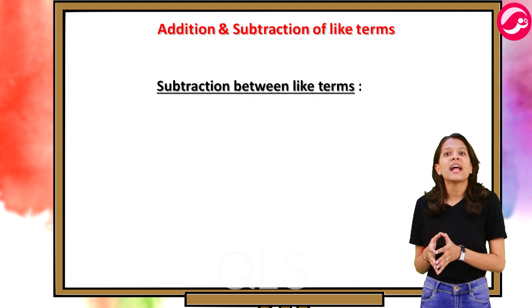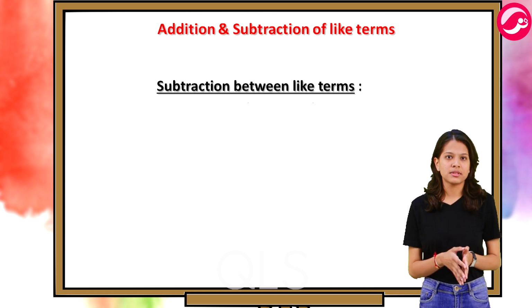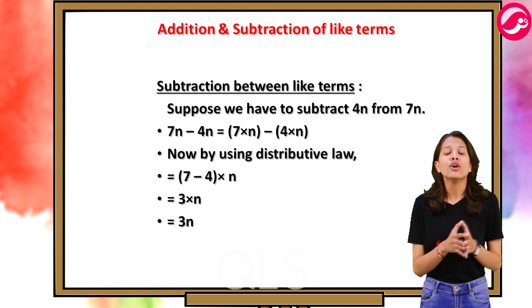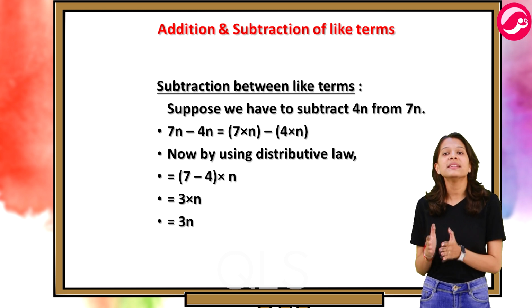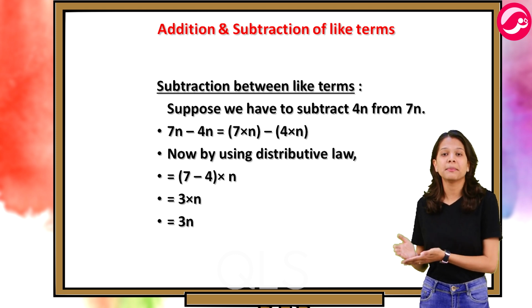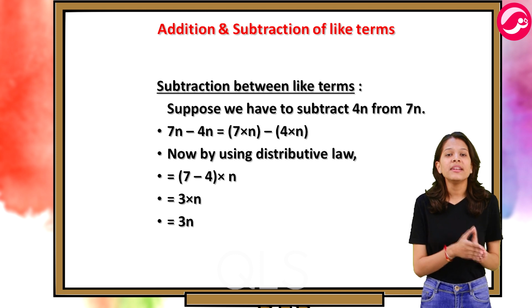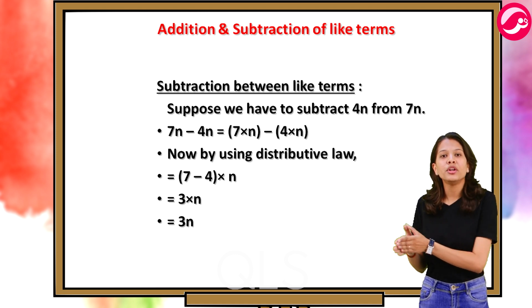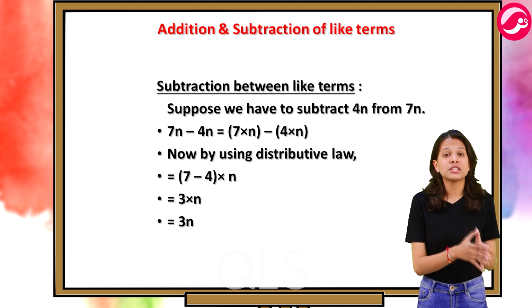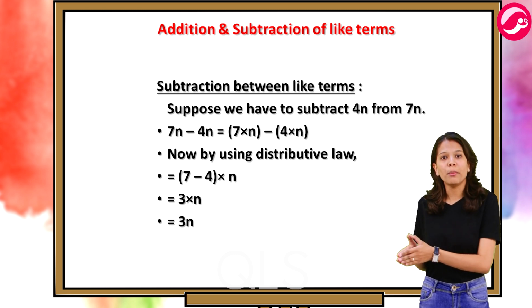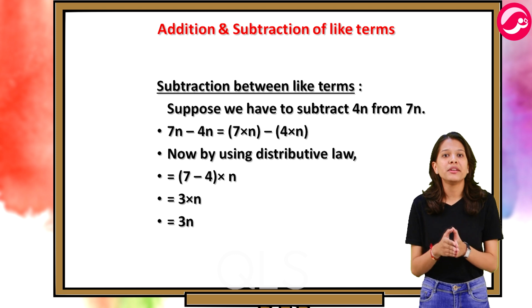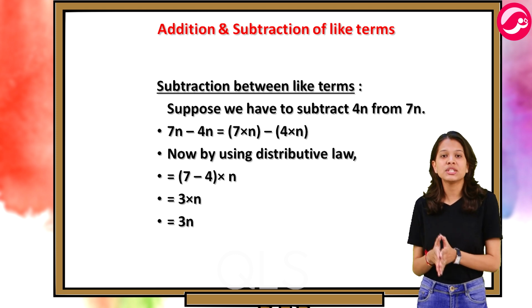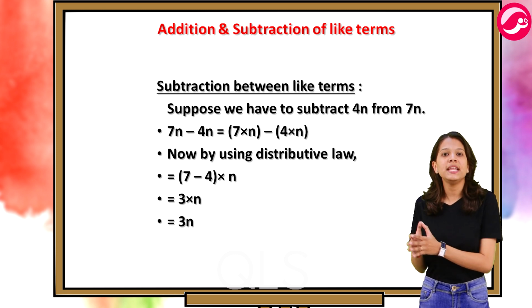Now, let's see subtraction of like terms and how we subtract them. Suppose we have to subtract 4n from 7n. हमें 7n में से 4n subtract करना है. So, 7n minus 4n is equal to 7 into n minus 4 into n. Again, by using the distributive law, we take n common and are left with (7 minus 4) whole into n, which is 3 into n, that is 3n.